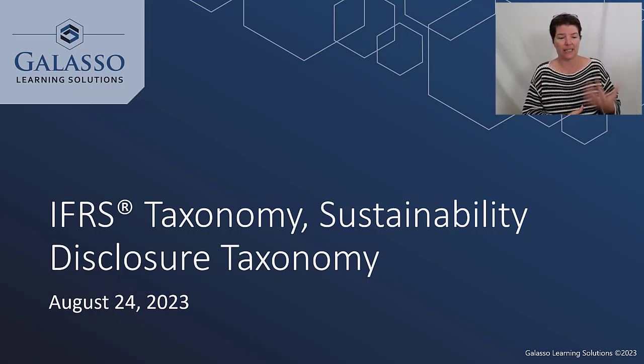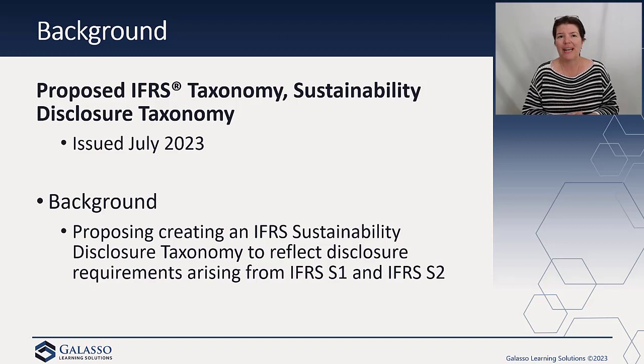And so the concept here is that if we're going to provide sustainability disclosures, we would need to agree on a taxonomy for tagging purposes so that reports could be run electronically. And that's exactly what we are proposing here, or what the ISSB is proposing for their IFRS taxonomy. So this was actually issued back in July.